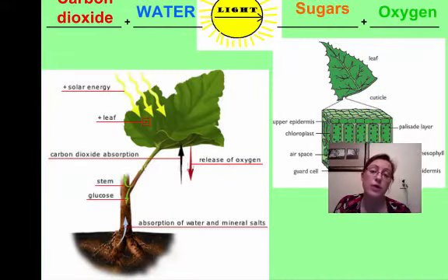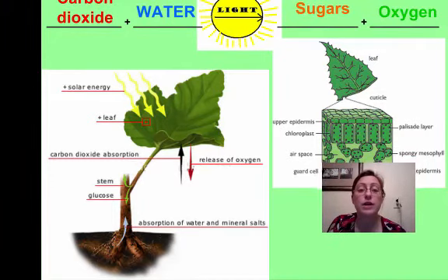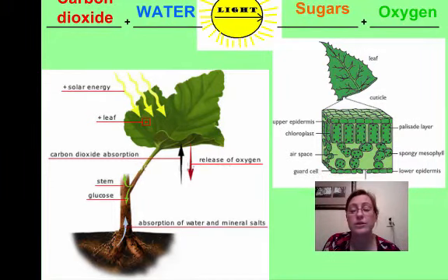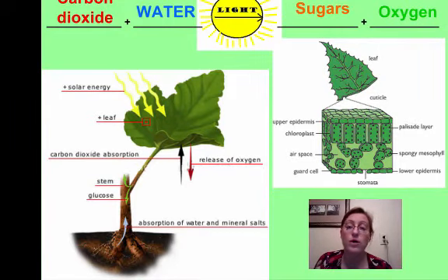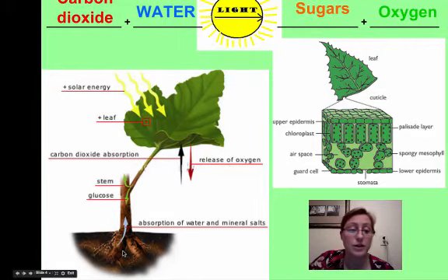So let's start breaking down this equation and look at each individual reactant or product and figure out where it is entering the leaf or the plant. And then we're going to go even deeper and get into the specific steps of photosynthesis to see where each piece is used. So first thing, let's take a look at the sunlight energy.